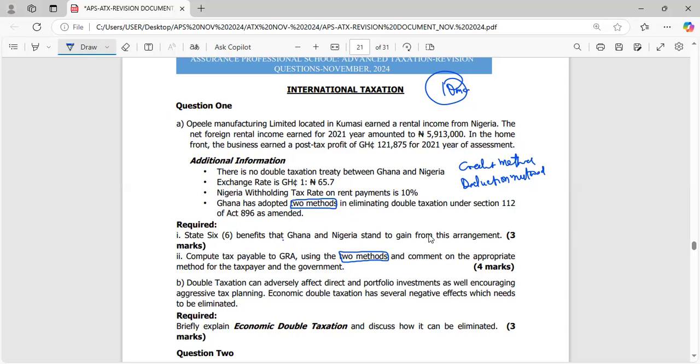It creates fiscal certainty for investors in the affected countries. So try and know the importance or the benefits of double taxation agreement. Now, we have to compute the tax payable using the two methods.